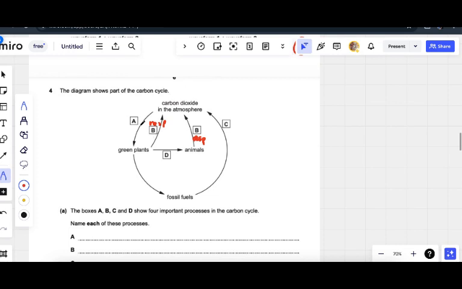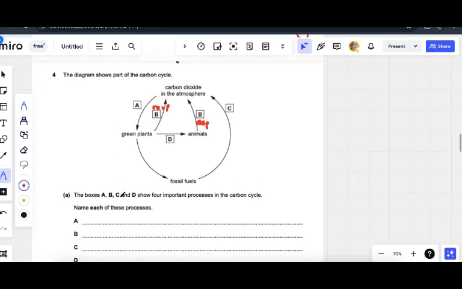We say carbon dioxide is taken by the green plant, and the green plant leads to fossil fuel. So the process by which the green plant takes carbon dioxide is what? Photosynthesis, right? So A is photosynthesis. The green plant takes the carbon dioxide from the air by photosynthesis. You remember photosynthesis?